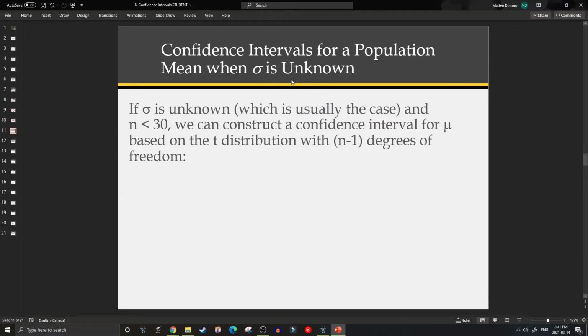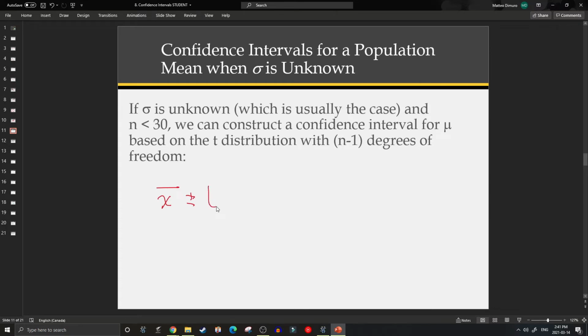All right, well, what if we don't know? How do we do a confidence interval if we don't know sigma, if we don't know the standard deviation? Or what if maybe our sample size is small? So if sigma is unknown, which is usually the case, and n is less than 30, we can construct a confidence interval for mu based on the t distribution with n minus 1 degrees of freedom. And lo and behold, it looks like this.